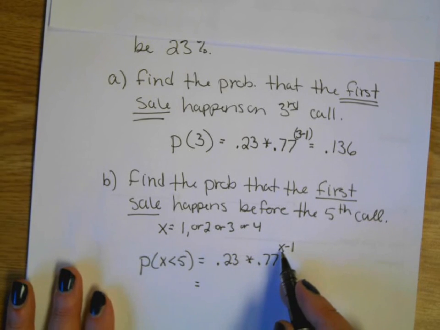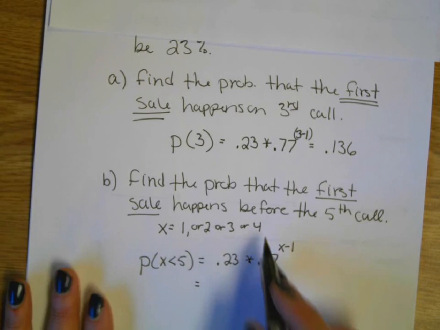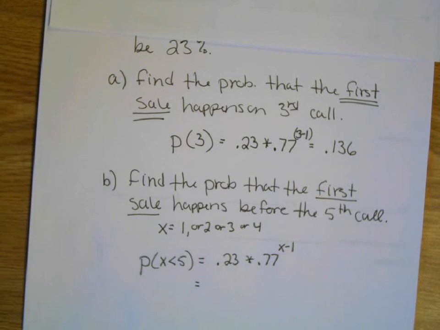Where we're going to put X's, what X's are we going to put in a list? 1, 2, 3, 4. So go ahead, put 1, 2, 3, and 4 in the list.